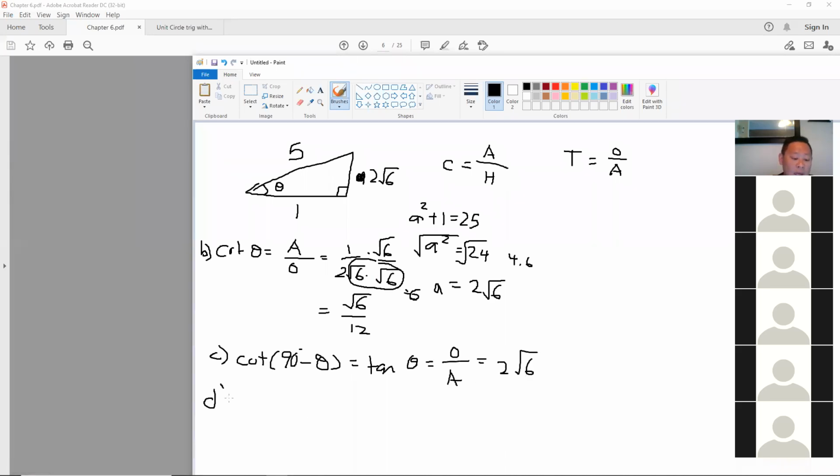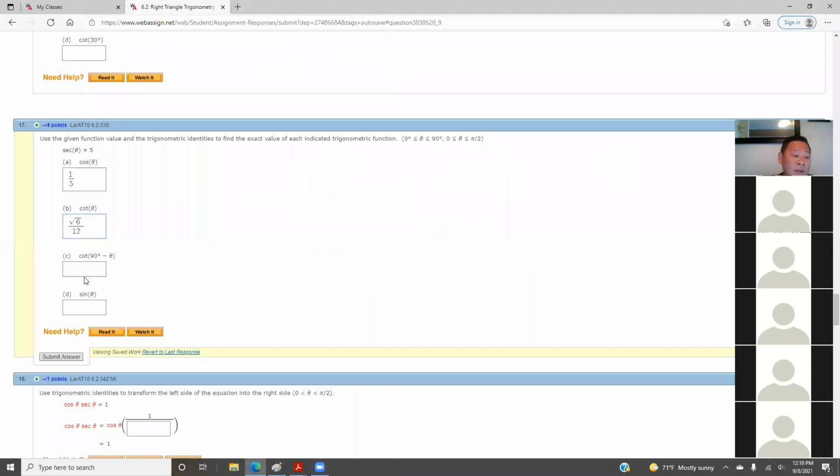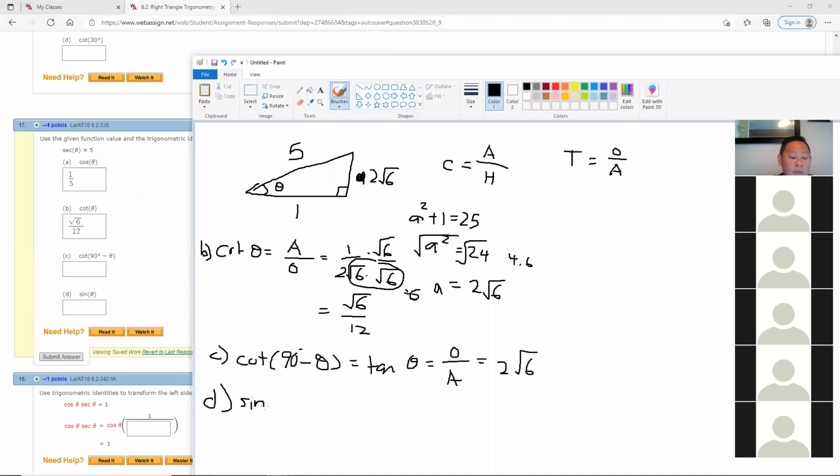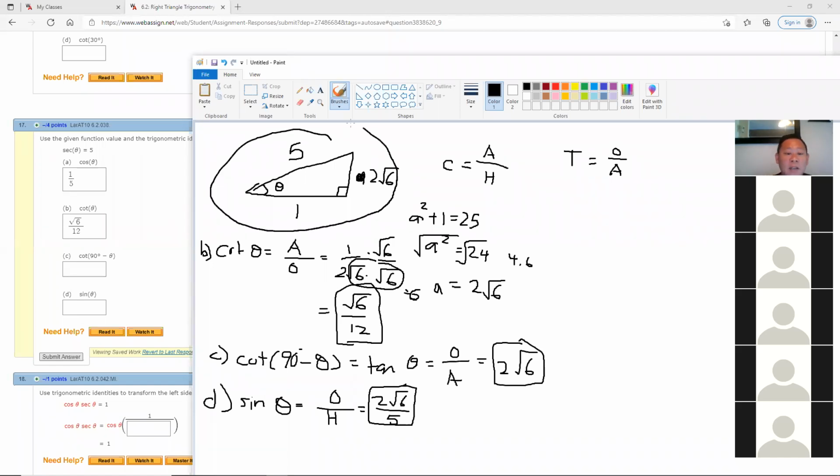And the last one, I don't have time to type it in there. This is 2√6 over sine theta. You can also use this to find sine theta. Sine theta is opposite over hypotenuse. Opposite is 2√6 and hypotenuse is 5. So this will be your answer for the sine. Make sure you know this. You are doing quite a lot using SOHCAHTOA here. Once you get yourself a triangle, it's not that difficult.